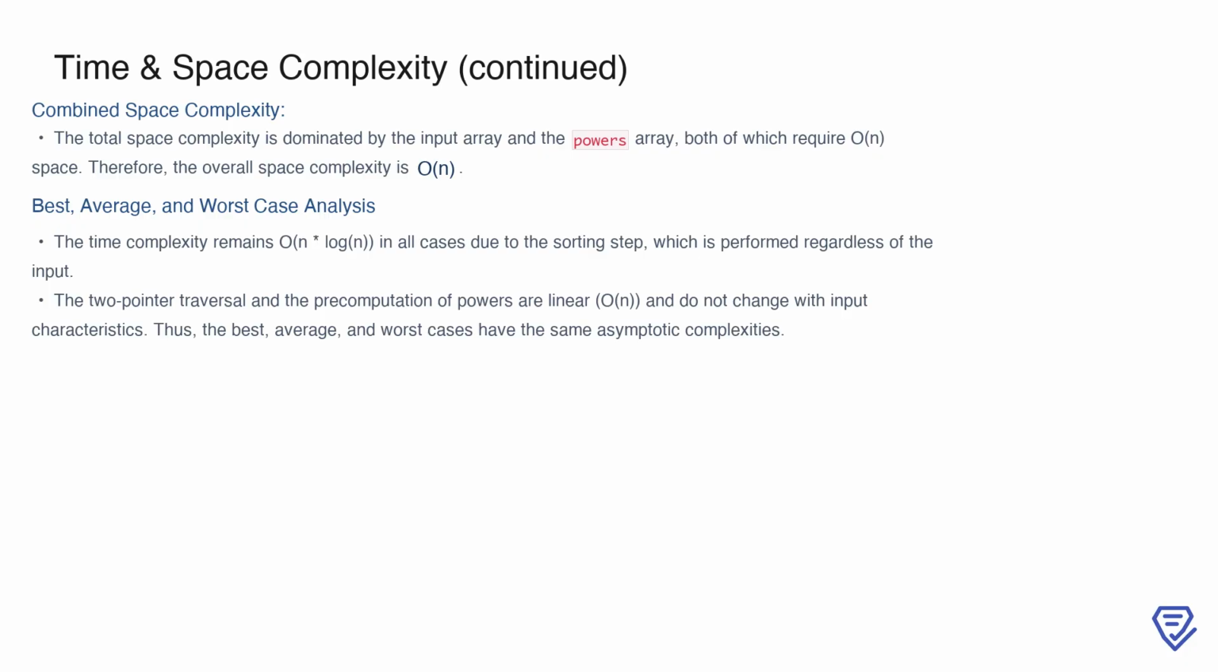As for the time complexity across different scenarios, the sorting step determines the overall complexity, and since sorting is performed regardless of the input characteristics, the time complexity remains O(n log n) for the best, average, and worst cases. The additional steps, like the two-pointer traversal and power pre-computation, are linear and unaffected by input variations. This consistency in asymptotic behavior ensures that our approach is robust across all cases.